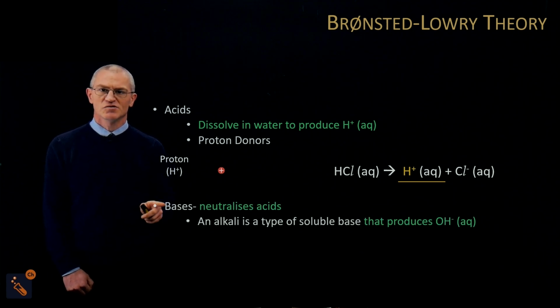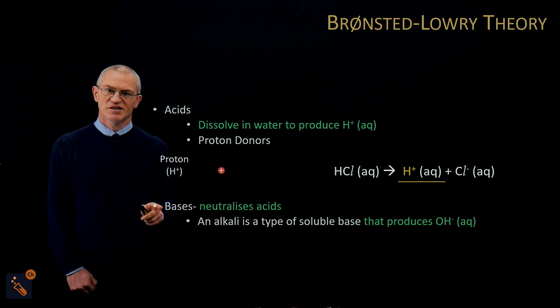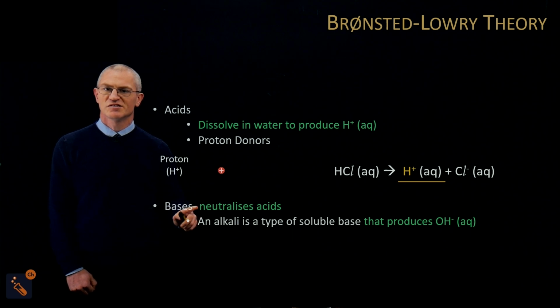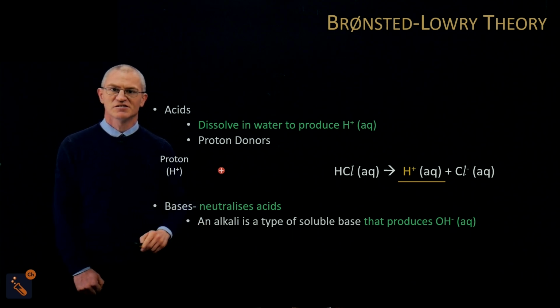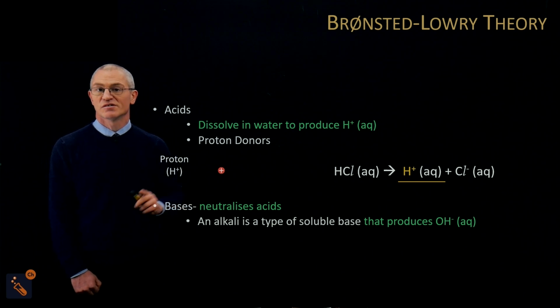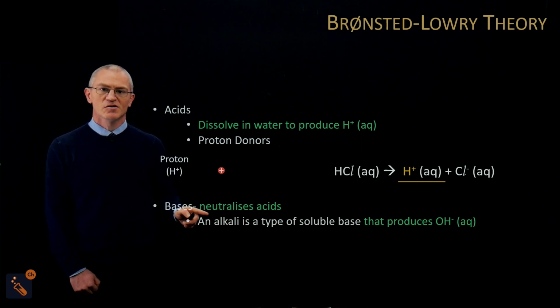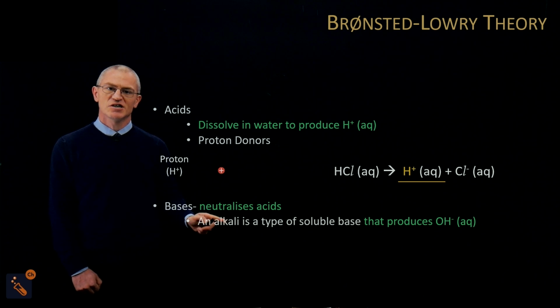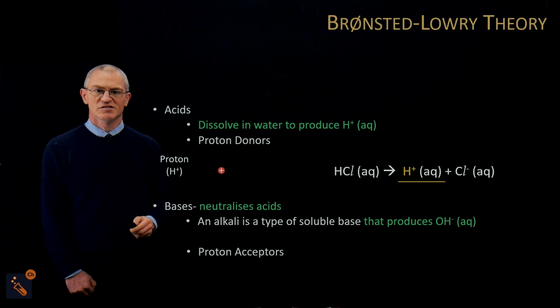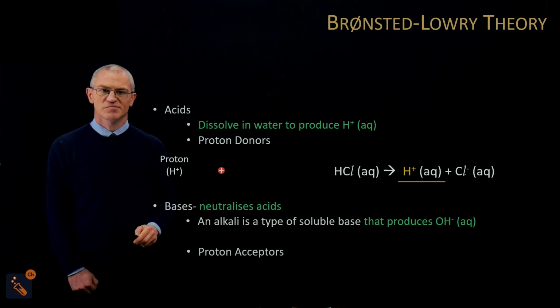But your definition here for a base is going to be neutralising an acid. So very simple, neutralising an acid. In AS, it's neutralising an acid. In A2, or the second year of A-levels, it will be proton acceptor, like we've said. Now, an alkali is a special type of soluble base, so it dissolves, and that's why it produces the OH- aqueous. And as I said, bases are proton acceptors.